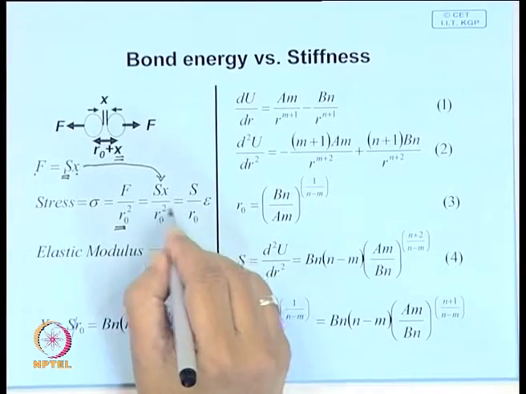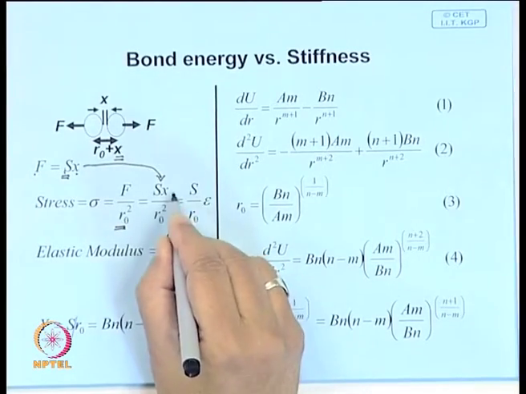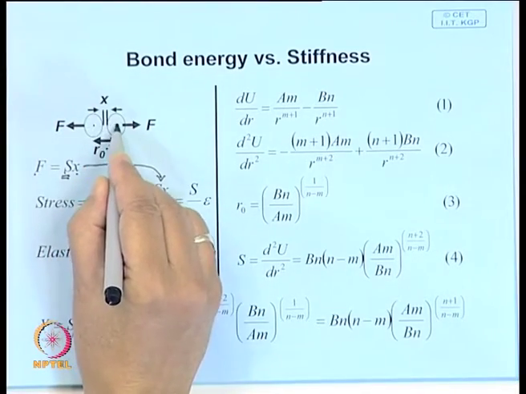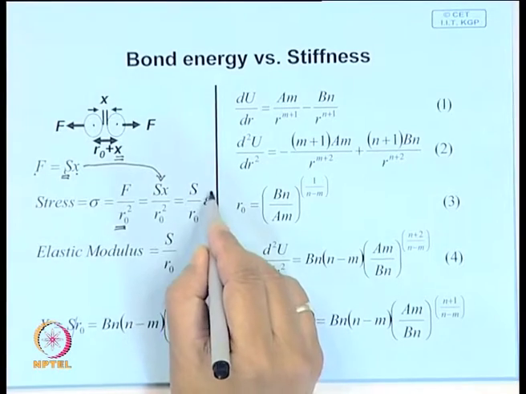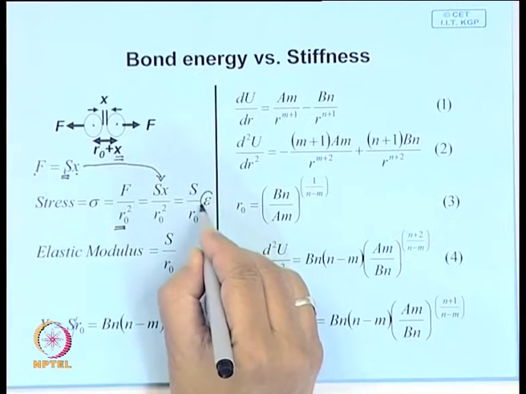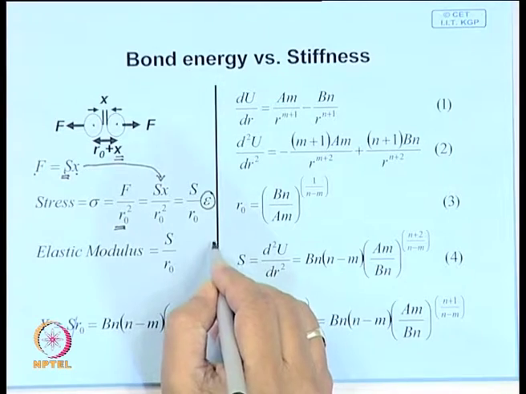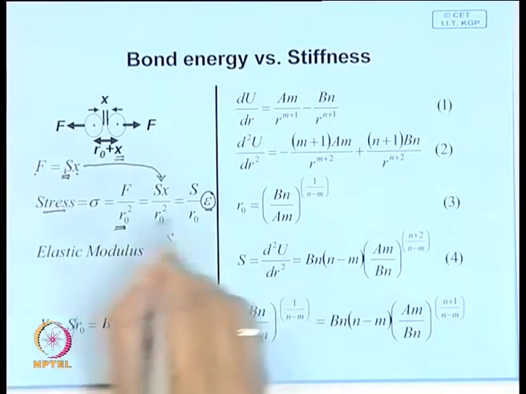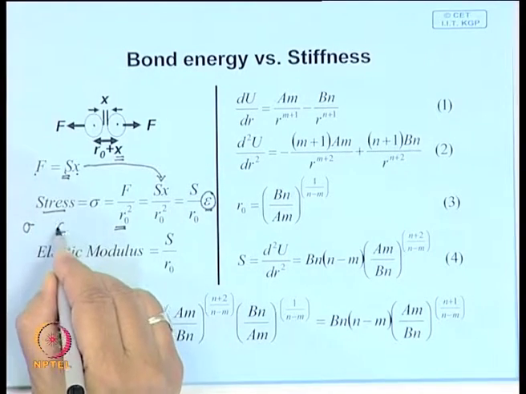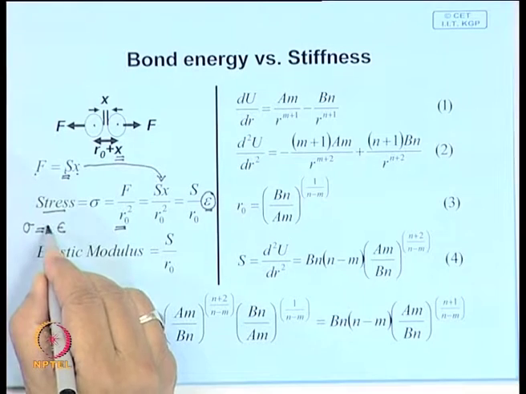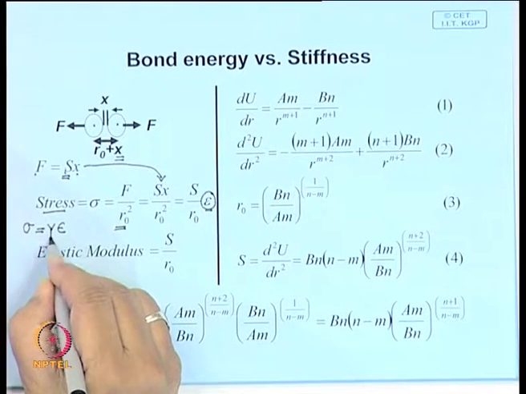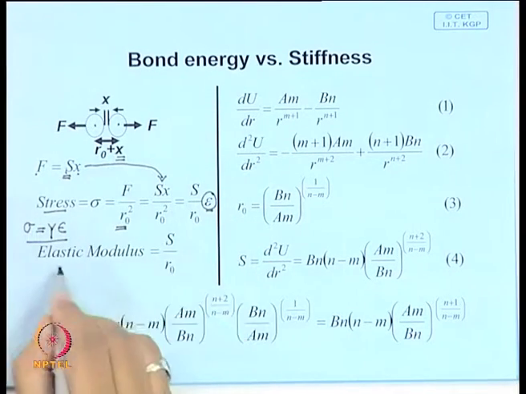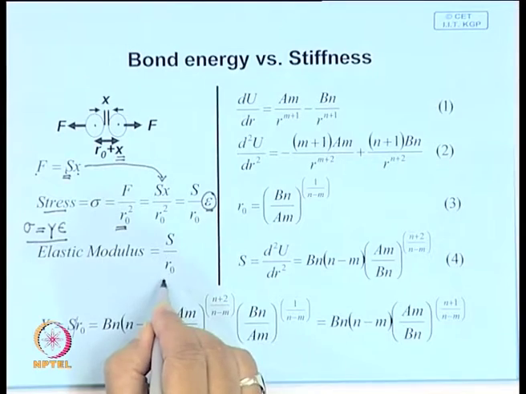and now we know that x is the displacement and r naught is the original distance between the two atoms. So, this is equal to strain. So, now we have a relationship between stress and strain. Now, we know that between stress and strain there is a proportionality constant, which is known as Young's modulus. So, therefore, we can say that Young's modulus is S over r naught.